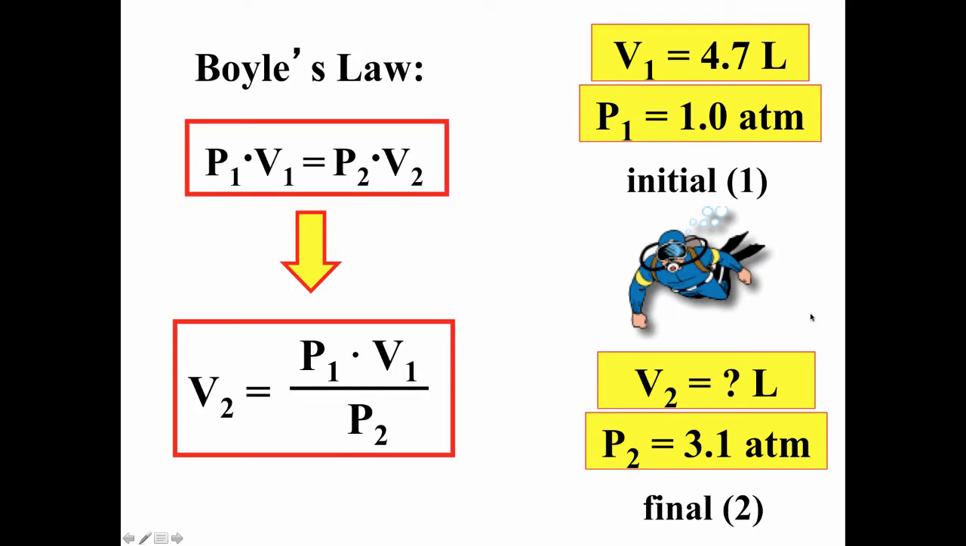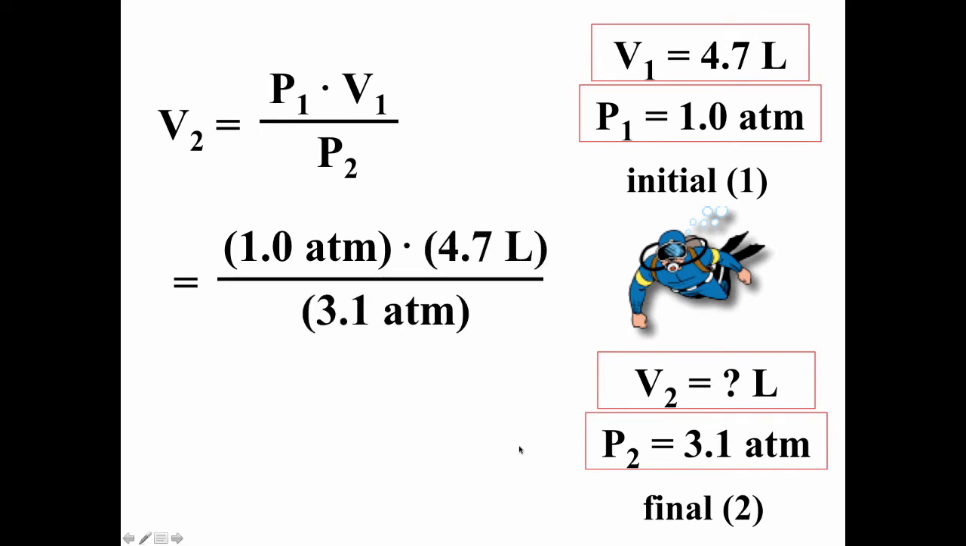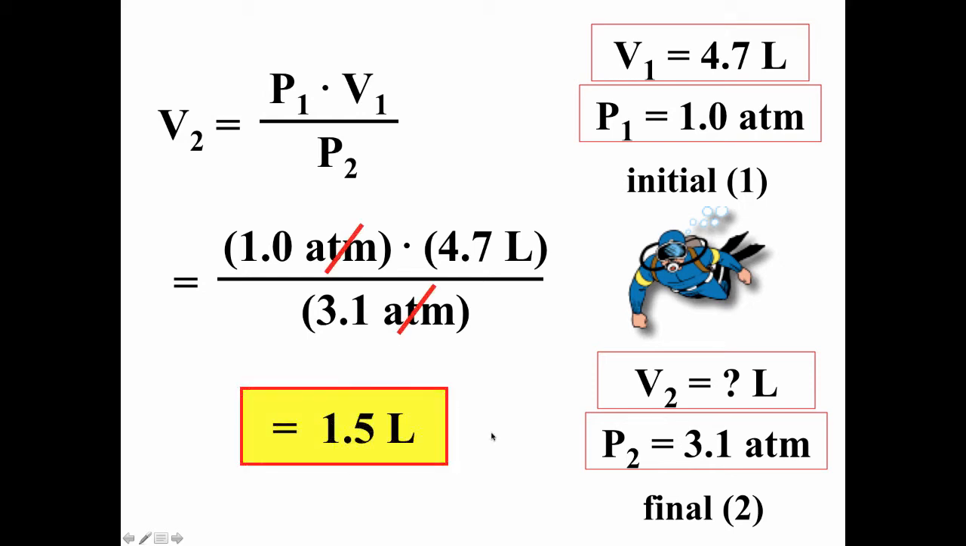Boyle's law says P1 V1 equals P2 V2. V2 is what we don't know, so we'll solve for V2, and it's equal to P1 times V1 over P2. If we plug in our values, 1 atmosphere times 4.7 liters divided by 3.1 atmospheres, note the volume would be expected to go down by a factor of a little over 3 because the pressure went up by a factor of a little over 3, and that turns out to be 1.5 liters, pretty much as expected.